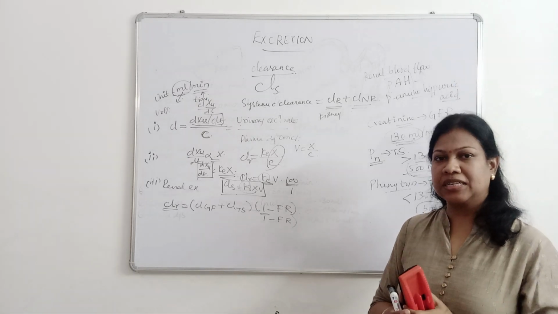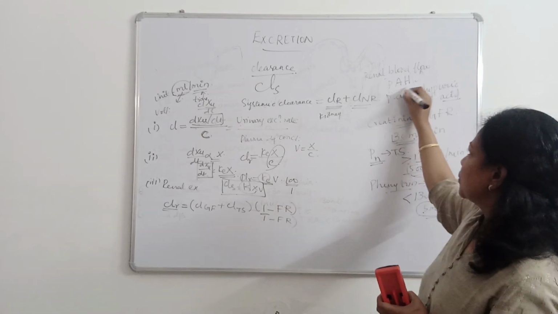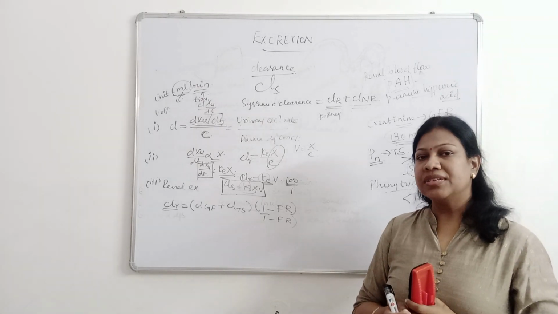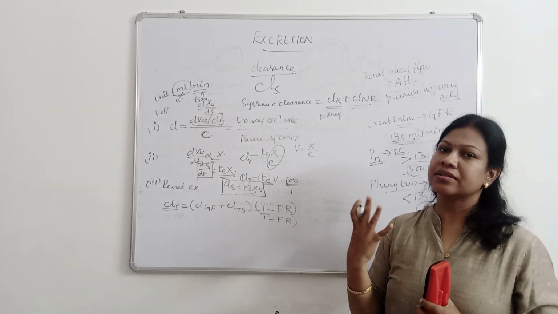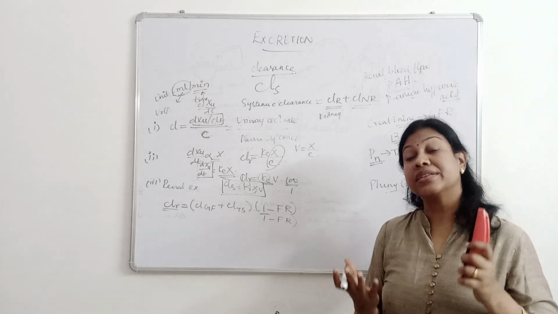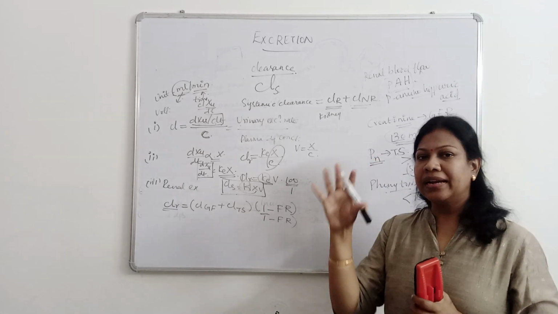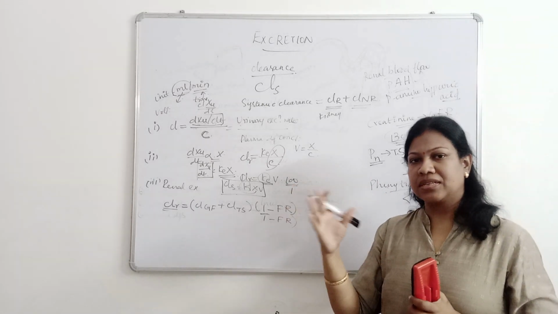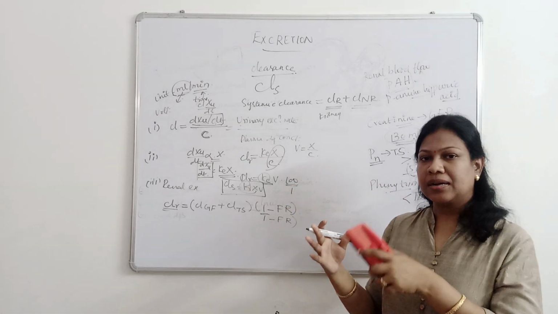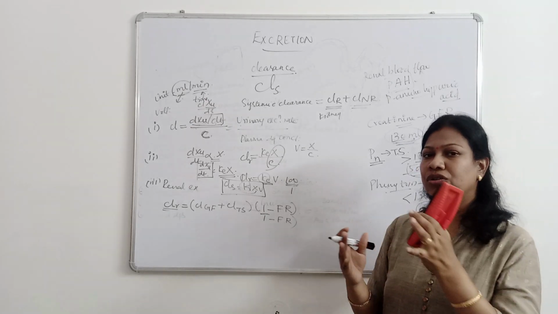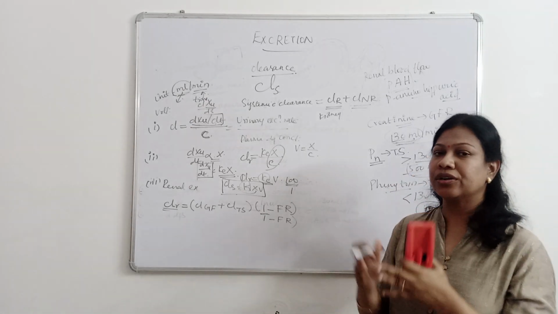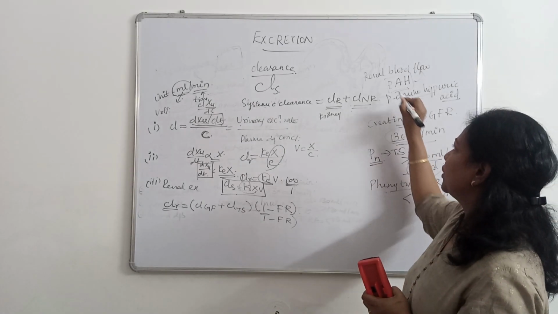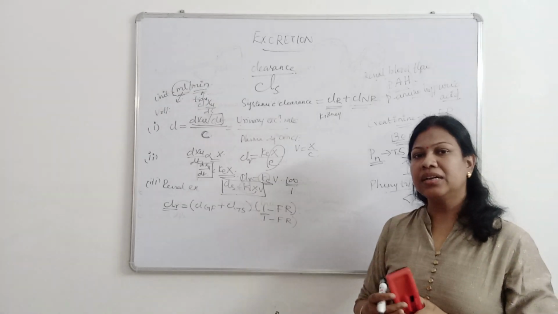So how has it been determined? The marker used is PAH, para-aminohippuric acid, which again is not plasma protein bound, and it is highly lipophilic, and it does not permeate through the membranes or the blood vessels. It cannot permeate through the blood vessels, nor is it plasma protein bound, and it is also lipophilic in nature. So this marker can be used to determine the renal blood flow.